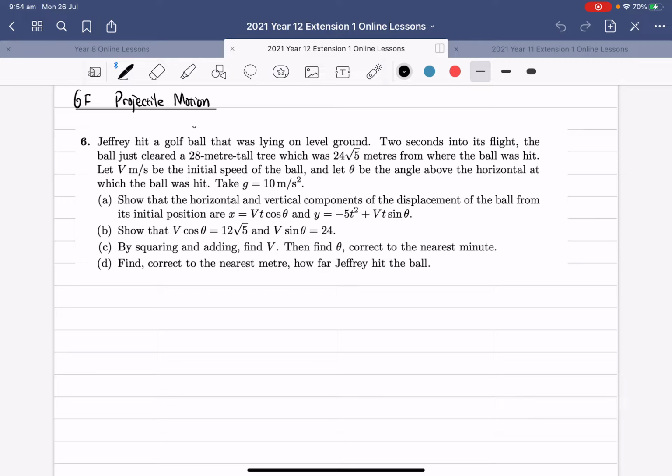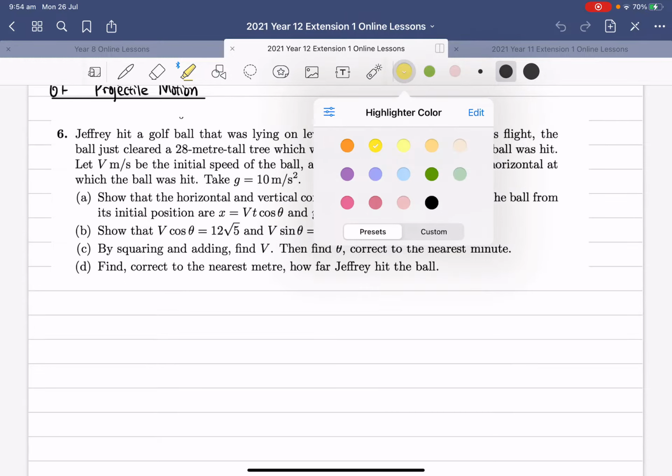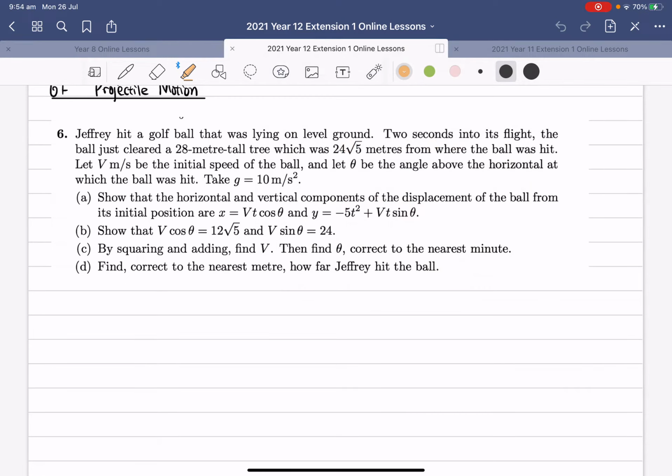So let's have a look at question 6 from exercise 6F first. Jeffrey hit a golf ball that was lying on level ground. Okay, so I'm just going to highlight important information as I read through the question. 2 seconds into the flight, the ball has just cleared a 28-meter tall tree, which is 24 square root of 5 meters from where the ball was hit. Okay, so that's important, interesting.